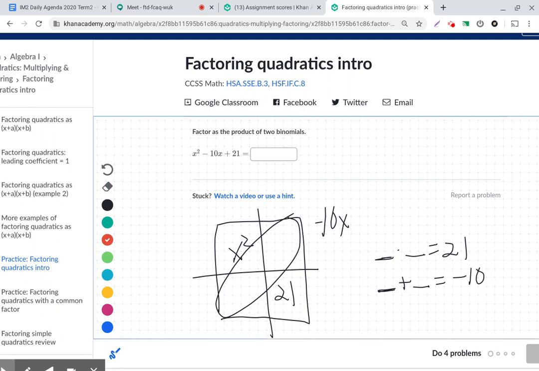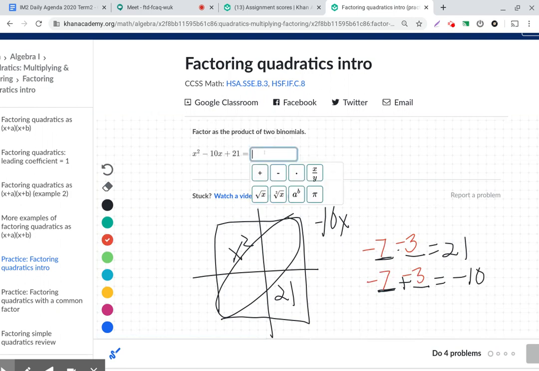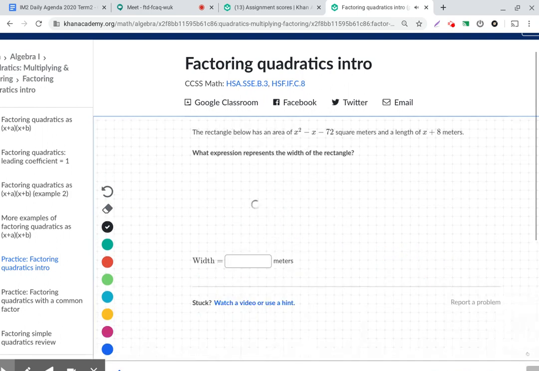Let's see, 7 and 3 work, right? 7 and 3, but it's negative 10, so they both have to be what? Negative. That works. So then in here, I can just put negative 7x, negative 3x. So that means this is going to be x minus 7, x minus 3. So I'm going to put in parentheses x minus 7, parentheses x minus 3. All right.